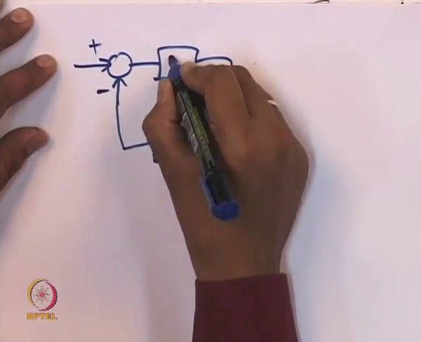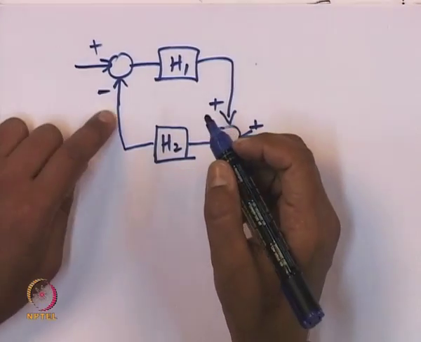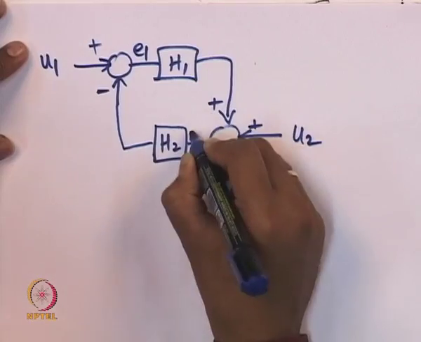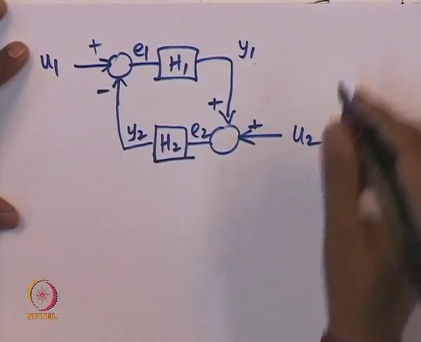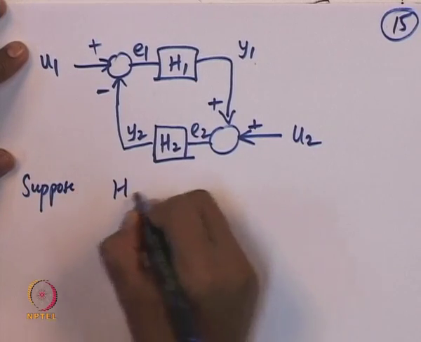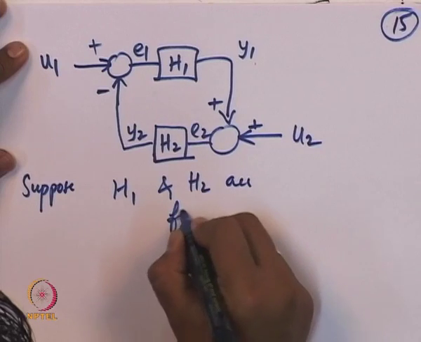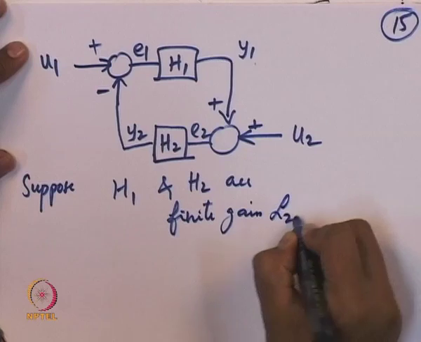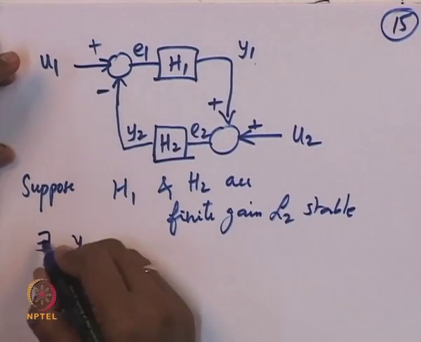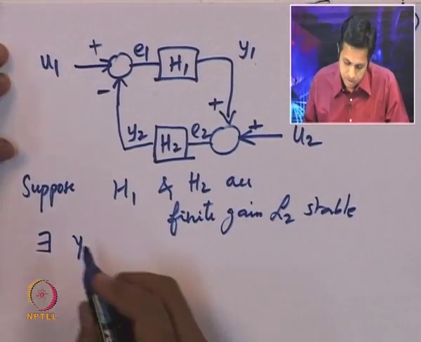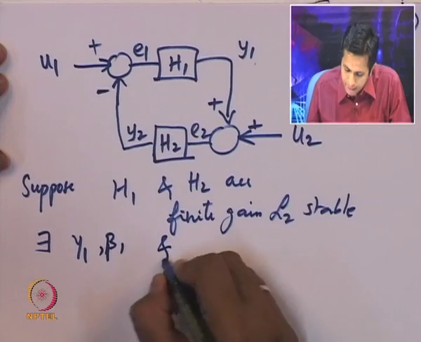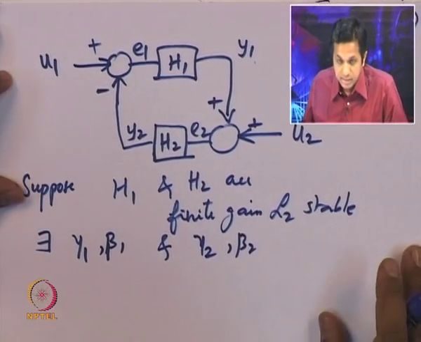Let us think of one of them with a negative sign. For the small gain theorem, it doesn't matter whether this is plus or minus. Suppose H1 and H2 are finite gain L2 stable. Finite gain L2 stable means there exist, this symbol with an E reversed means there exists, gamma 1, beta 1 for H1, and gamma 2, beta 2 for H2, such that what inequality is satisfied?